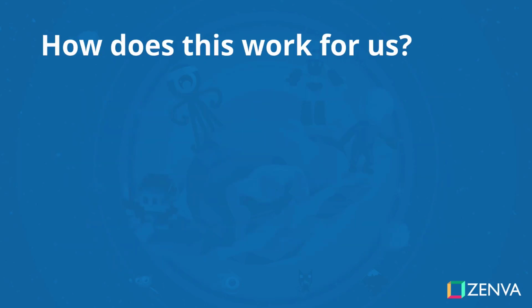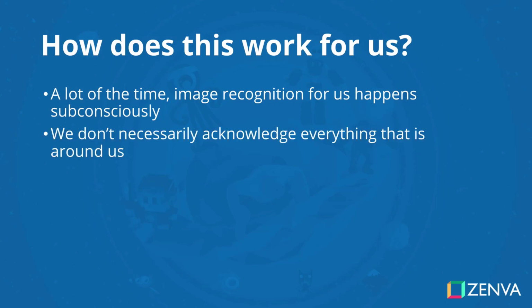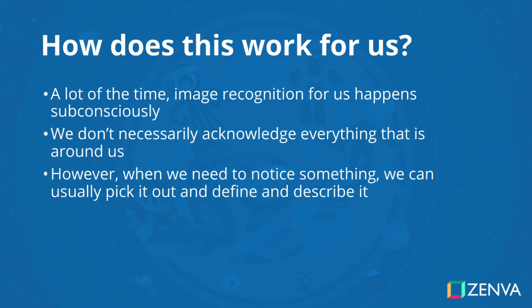Now, how does this work for us? Well, a lot of the time image recognition actually happens subconsciously. In fact, we rarely think about how we know what something is just by looking at it. We just take a look at it and we know instantly what it is. And a big part of this is the fact that we don't necessarily acknowledge everything that is around us. If we do need to notice something, we can usually pick it out and define and describe it.